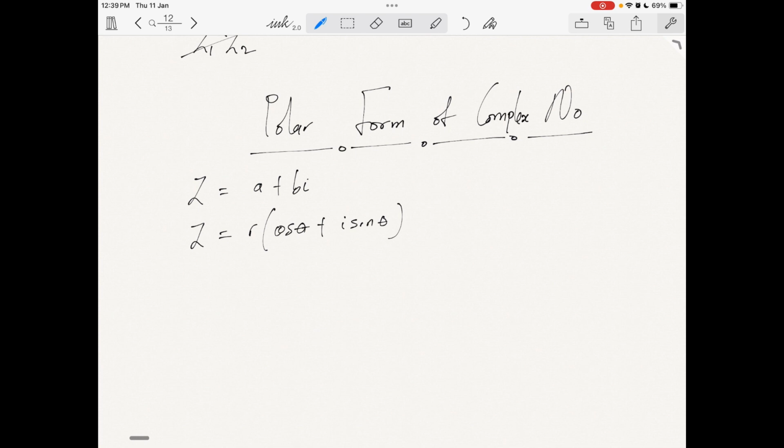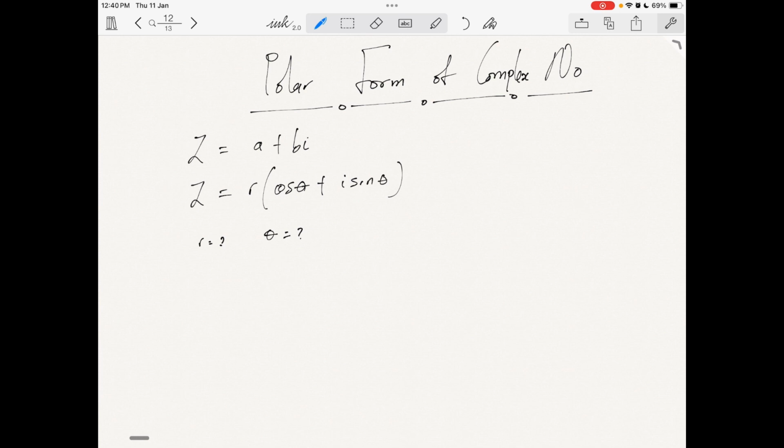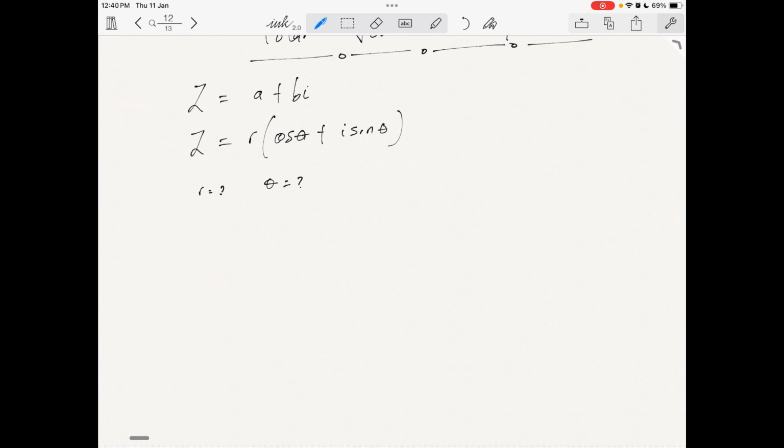Now, what is our r and what is our theta? So r in this case is the modulus, and theta is the angle between the positive x-axis and the complex number itself. So let's explain this further. Given z is equal to a plus bi.